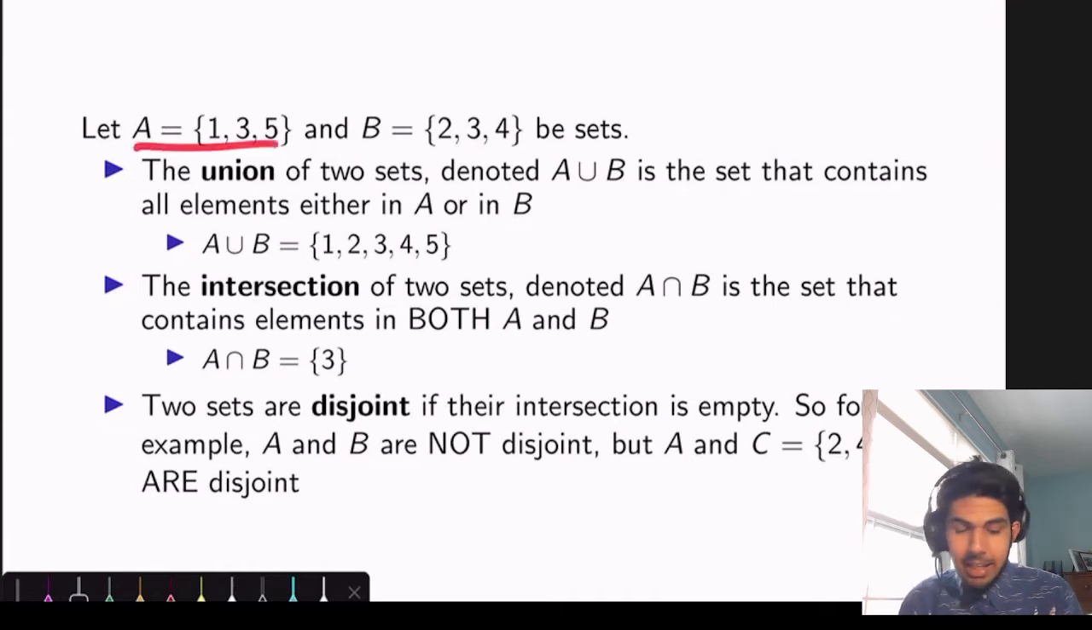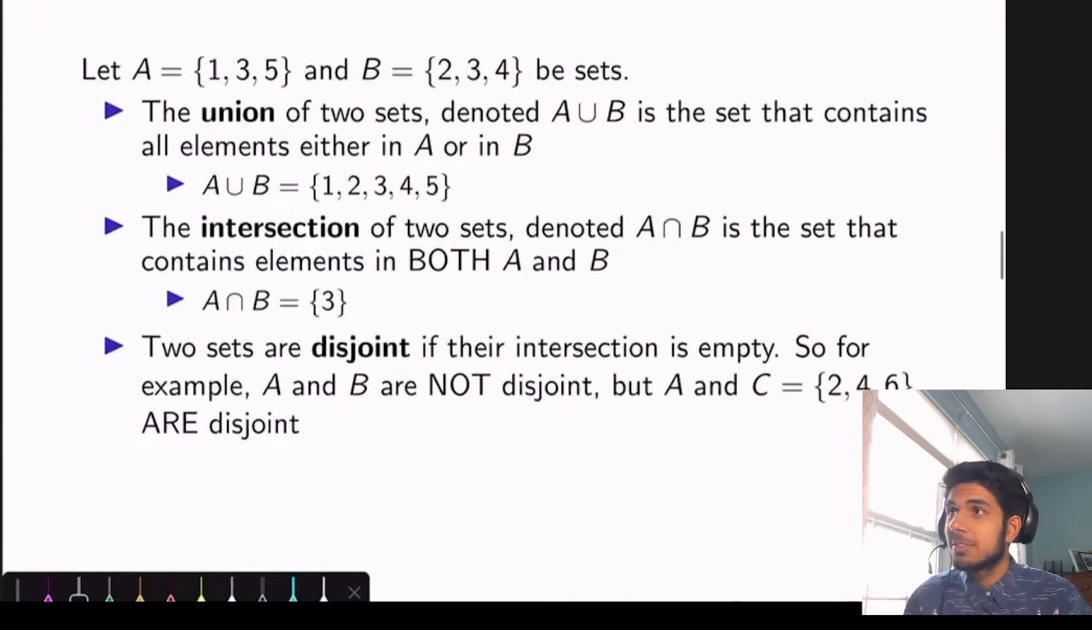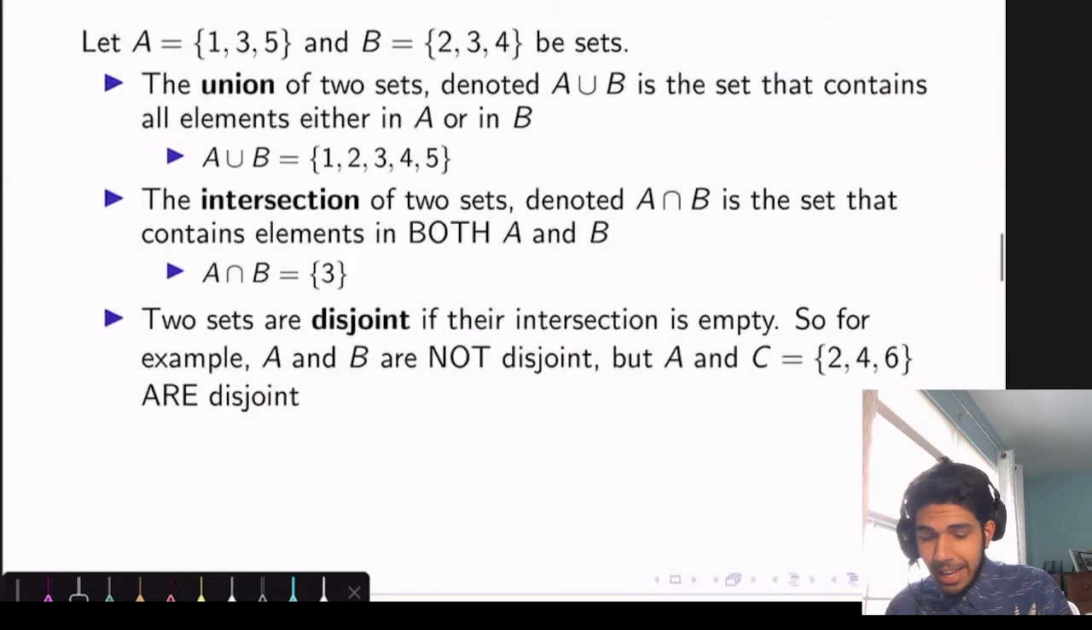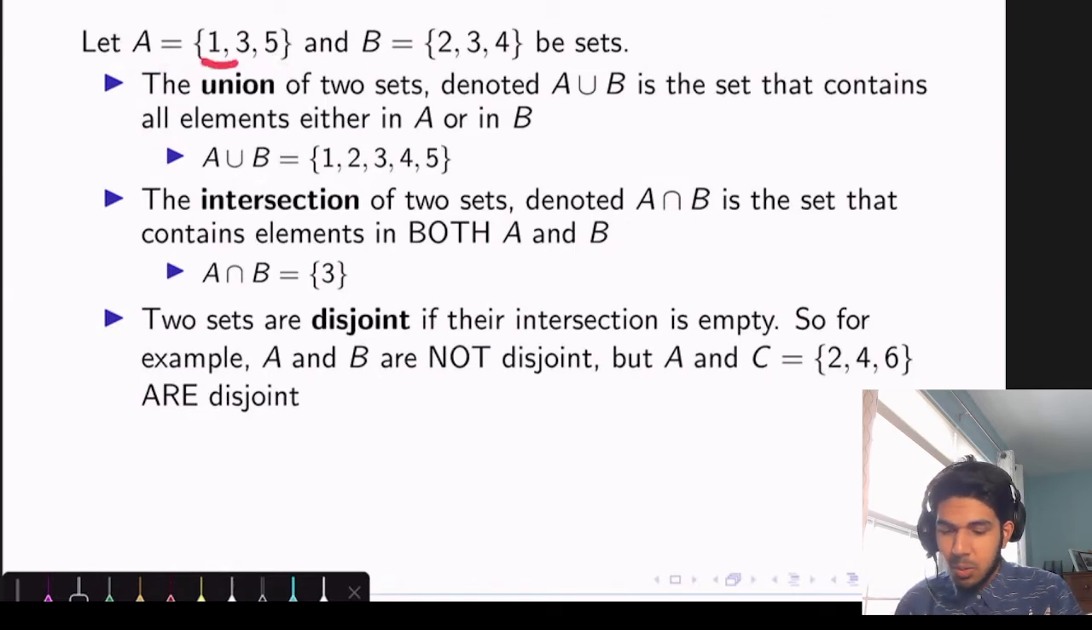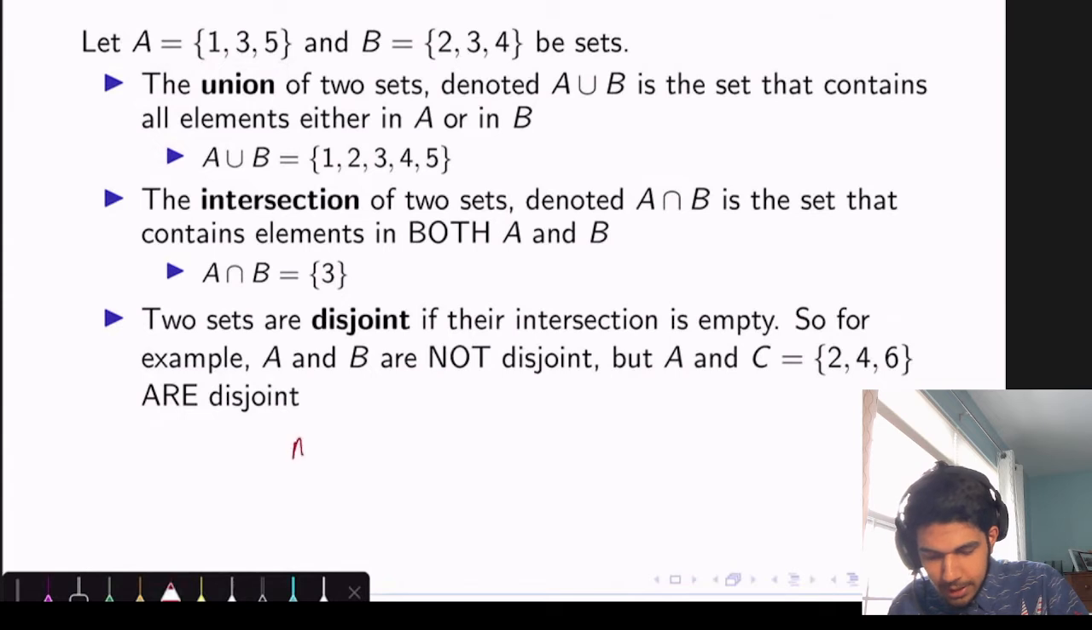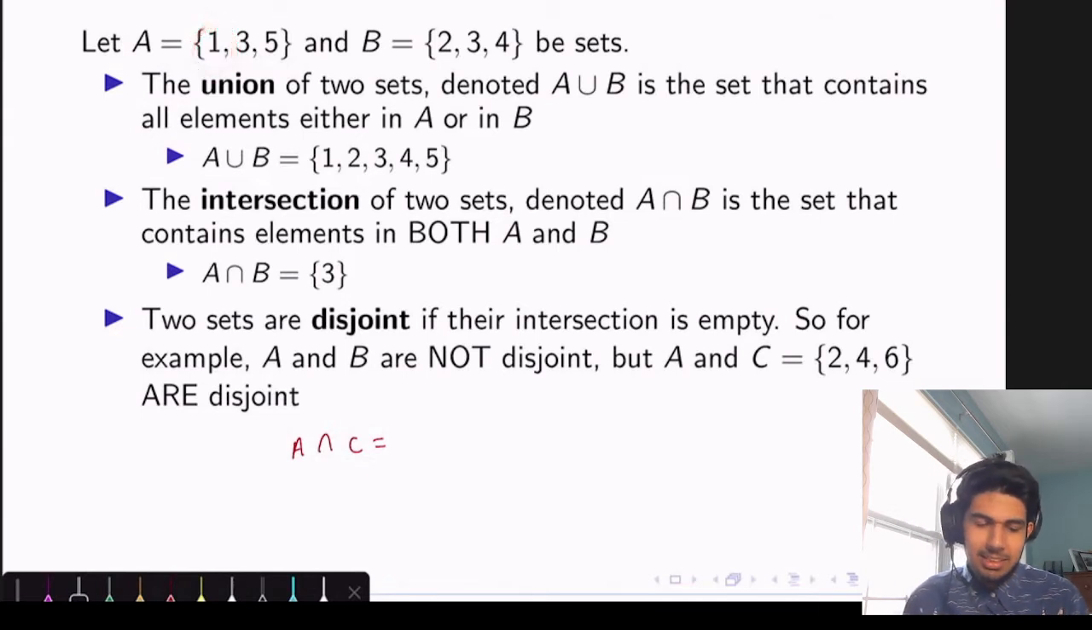Then A and C, I should probably scroll down a bit. A and C are disjoint because their intersection is empty. We can just do the same thing, compute the intersection. Let's write it out. A intersect C is going to be equal to, well, let's go through it systematically. Is 1 contained in C? No, so we don't include it.